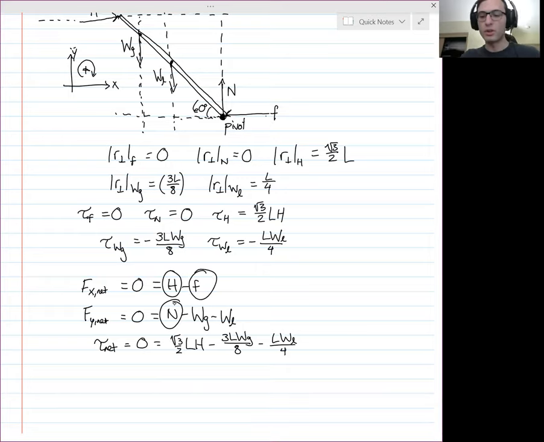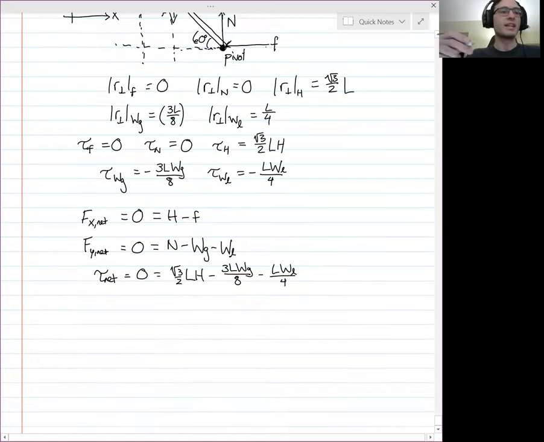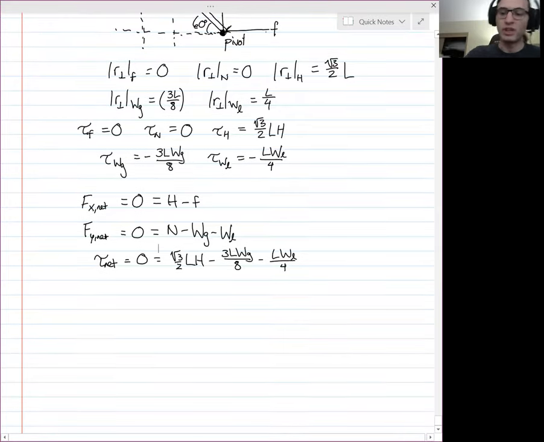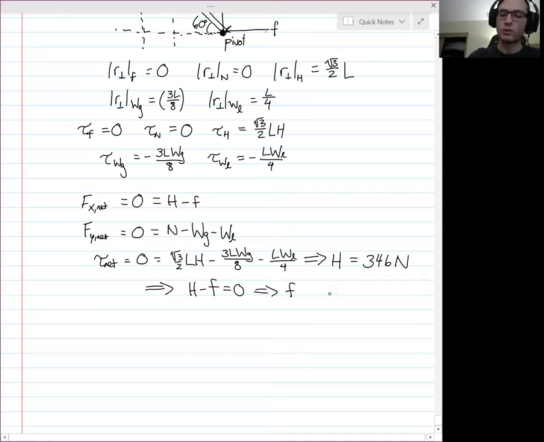So now you can solve the system. And after doing enough work, using this equation, from here we find that H is 346 newtons. It takes a little bit of algebra to do, it's kind of annoying, but you get that it's 346 newtons. And then from the Fx equation, we have H minus F equals 0, and so that implies that the friction force is 346 newtons.